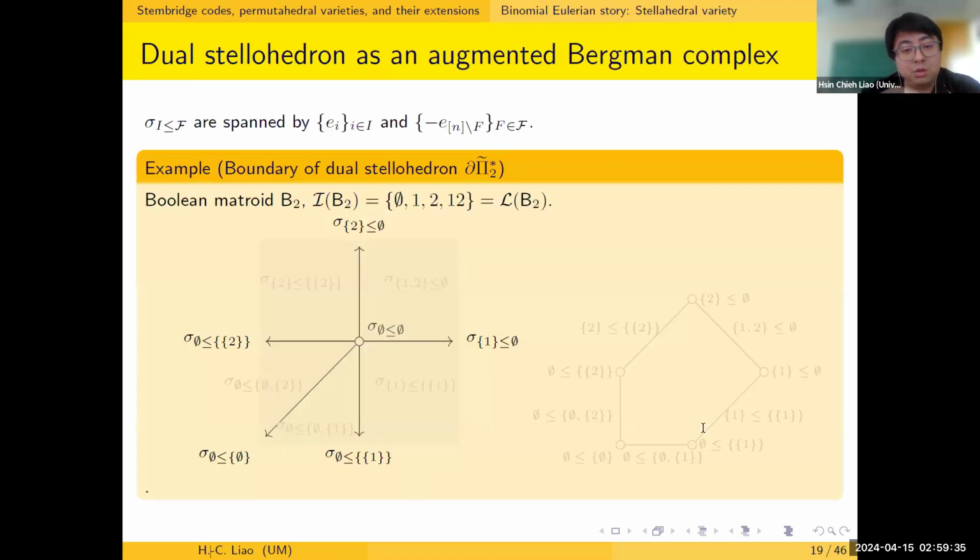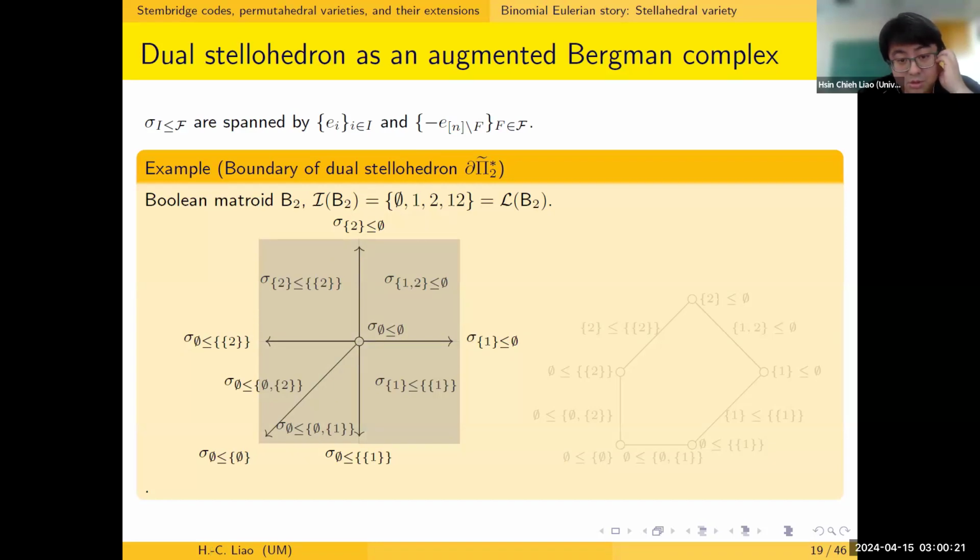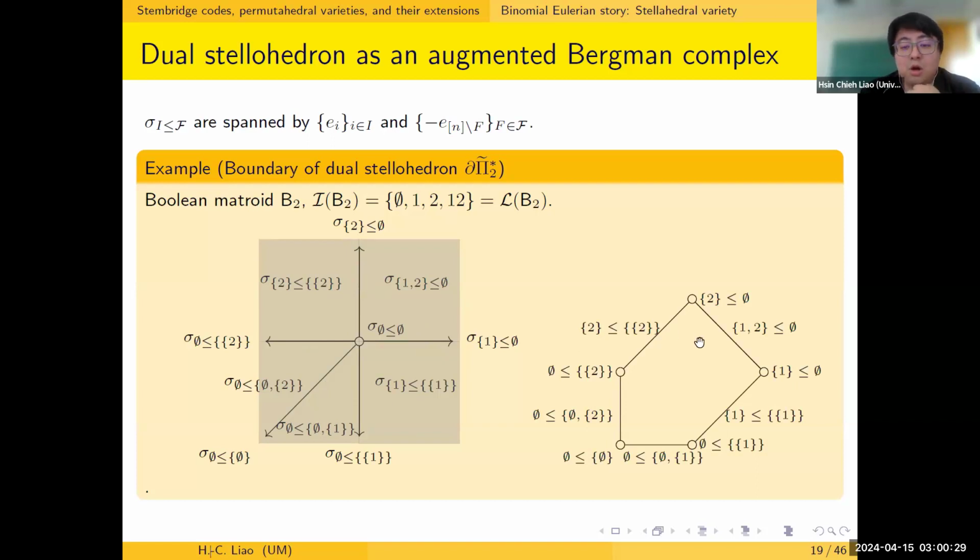So now when M is B_2, this is an example of an augmented Bergman fan. These are the rays, the one-dimensional rays. With their compatible pairs, they are spanned by these vectors themselves. And you can see, for each of these rays, you just need to check if they span a cone, that is, if these compatible pairs can be put together into a larger compatible pair. So this is a cone, this is a cone, this is also a cone like this. So this is the augmented Bergman fan, and it's also the normal fan of the stellohedron. And now if we take a sphere intersecting with these, we get this simplicial complex, the augmented Bergman complex. So this is also the boundary of the dual stellohedron.